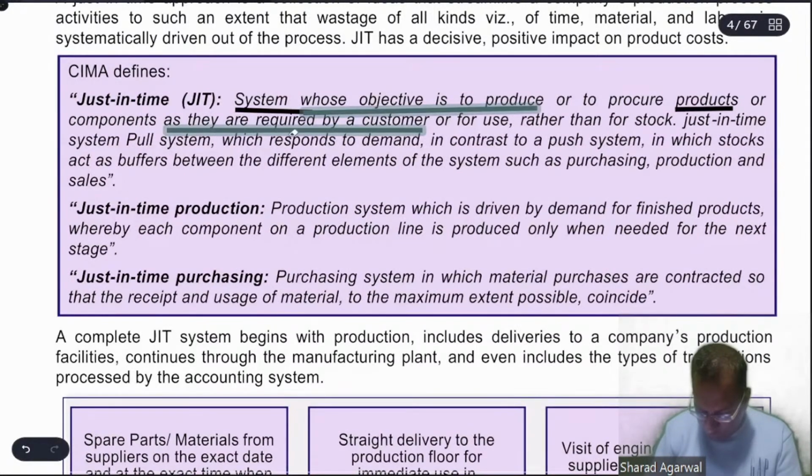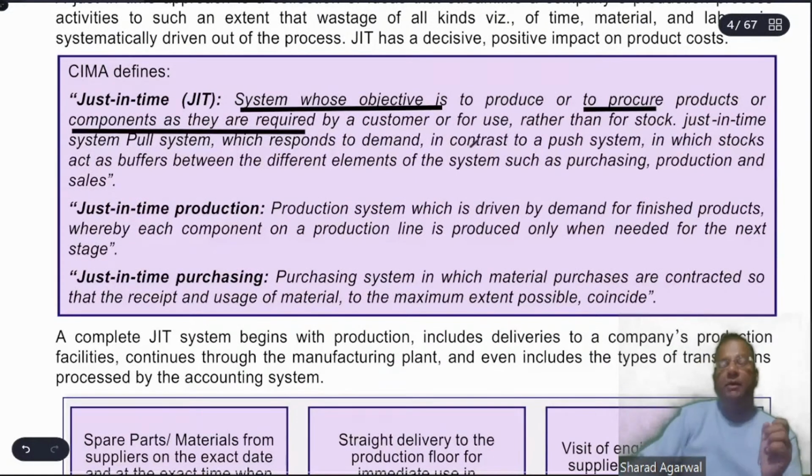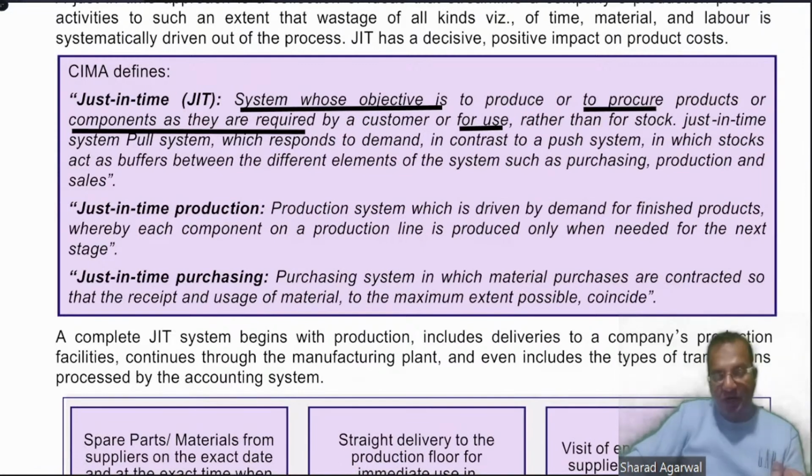I am giving you some other words combination. System whose objective is to procure components if they are required for use. अब पढ़िए आप, system whose objective is to procure means purchase, components means raw material, if they are required for use. It means it's JIT purchasing. Clear हुआ बेटा?